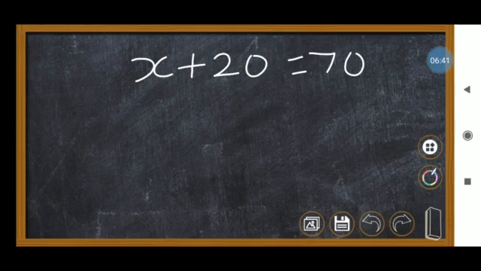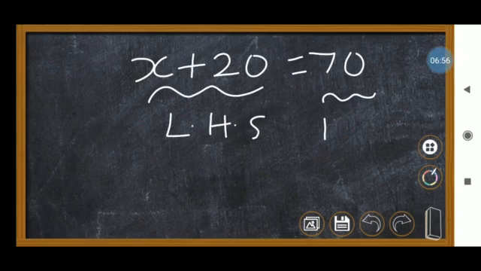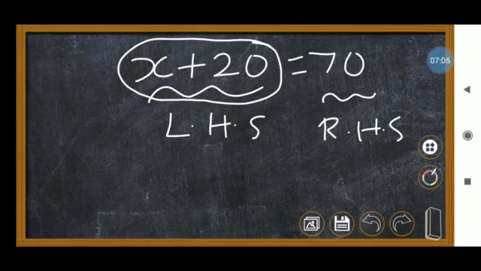See, one thing you have to know. The given equation is x plus 20 equal to 70. I already mentioned that you keep the constants on one side and the variables on the other side. First you have to identify whether this is an equation or not. Equation means the left hand side is one expression and the right hand side is one expression, and both are equal. In x plus 20, x is the variable, 20 is a constant value, and 70 is also a constant value.